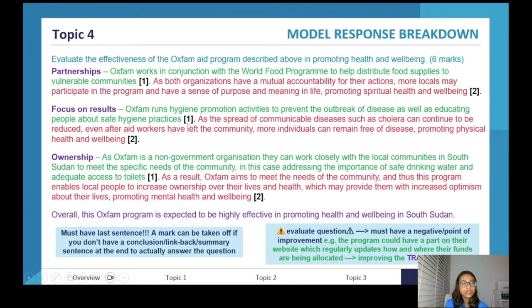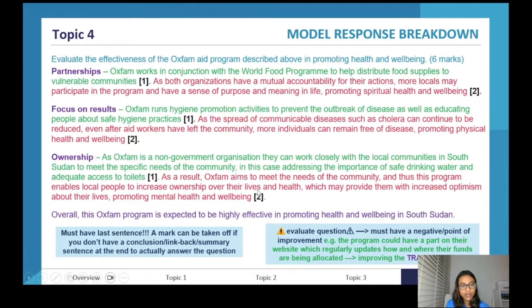I've done it as a 1, 2, 1, 2, 1, 2 breakdown instead of 1 to 6, because that's your 1 mark, that's your second mark. Then you use that, and then you can use that. Mix and match of both. But because it's an evaluate question, you need to have a negative point, and this was my go-to. So transparency as the fourth sort of point.